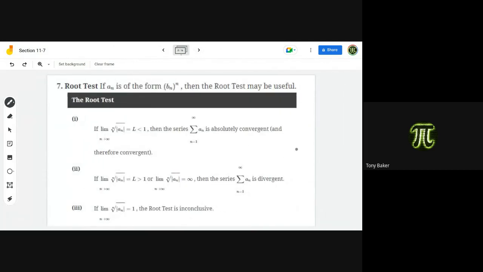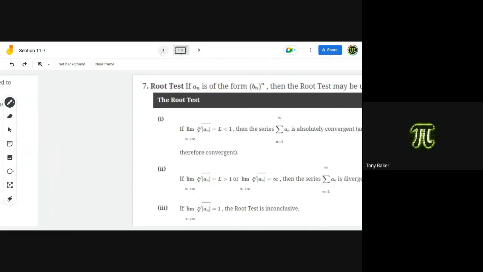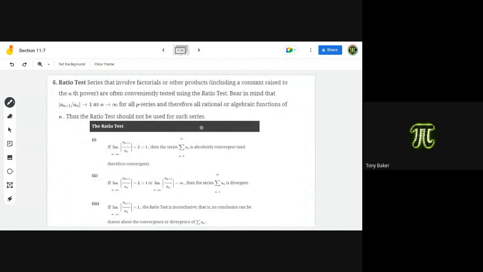The root test is one more thing. Let me go back to the ratio test real quick. You want to use the ratio test anytime there are factorials in it, or products that are raised to an nth power, like an exponential function. You typically want to use the ratio test for those. It works really well for those product type problems.